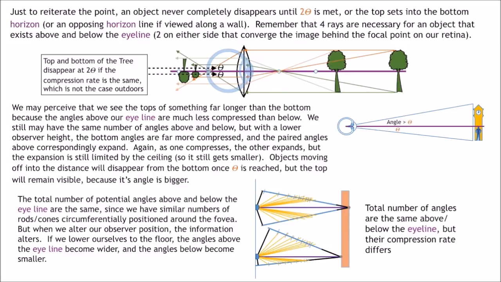Again, you can see here that the orange rectangle along the bottom diagram represents the horizon loss, because we moved theta in, or we met theta sooner for the lower compression rate. We moved our eyeline down, theta was met, and the horizon moved inward.